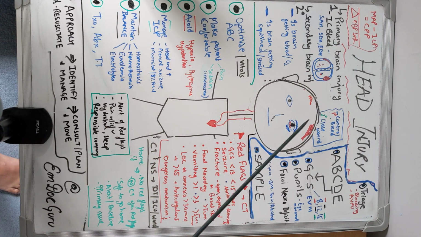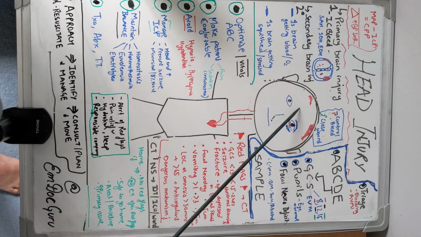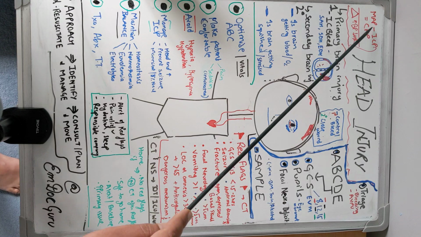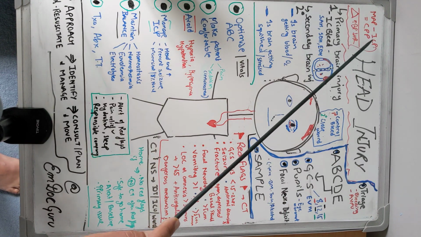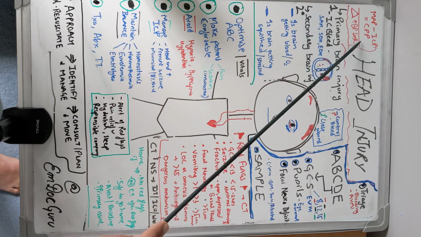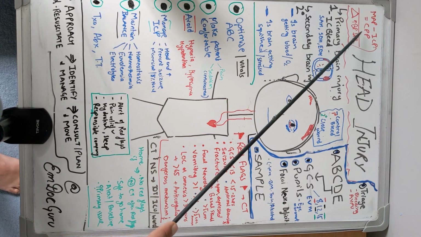Now, if the ICP increases a lot, the pressure on the blood vessels which are coming to the brain will increase, and that can reduce the cerebral perfusion pressure. So CPP is the cerebral perfusion pressure, which is the indicator of how much blood the brain is getting, because this is telling you, is the brain getting blood and oxygen.